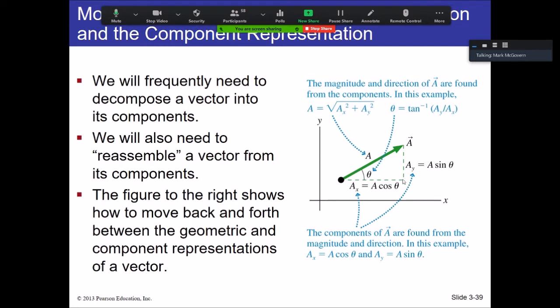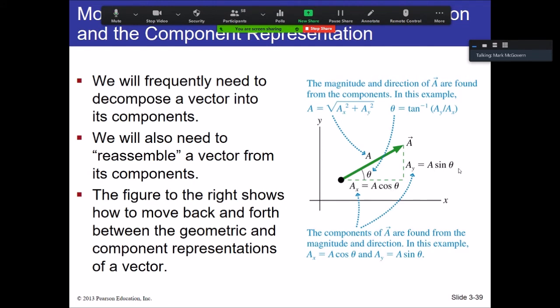So using our knowledge of trigonometry, we can specify that a sub x would be the magnitude of the vector a times the cosine of the angle that's given here. And a sub y is a sine theta, because again, that's the opposite side. So if you are given the magnitude and the direction of your vector, this is how you would go about placing it into component format: a cosine theta, a sine theta.